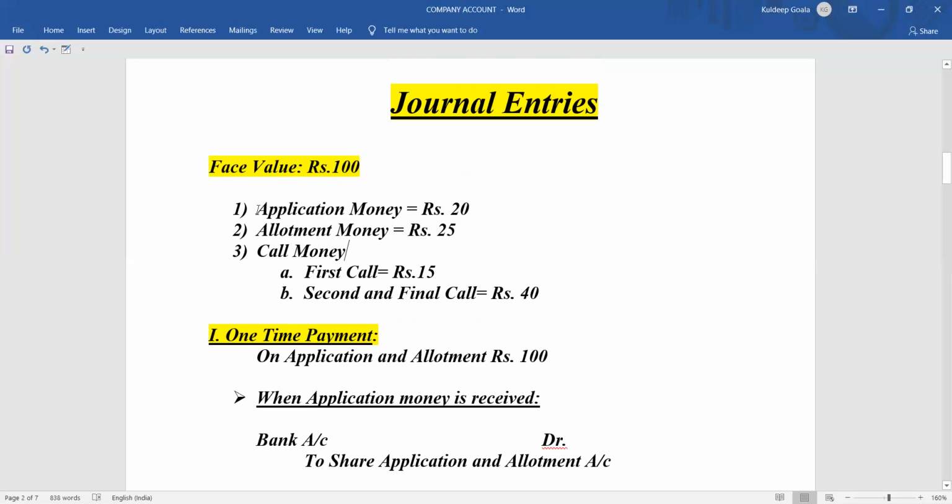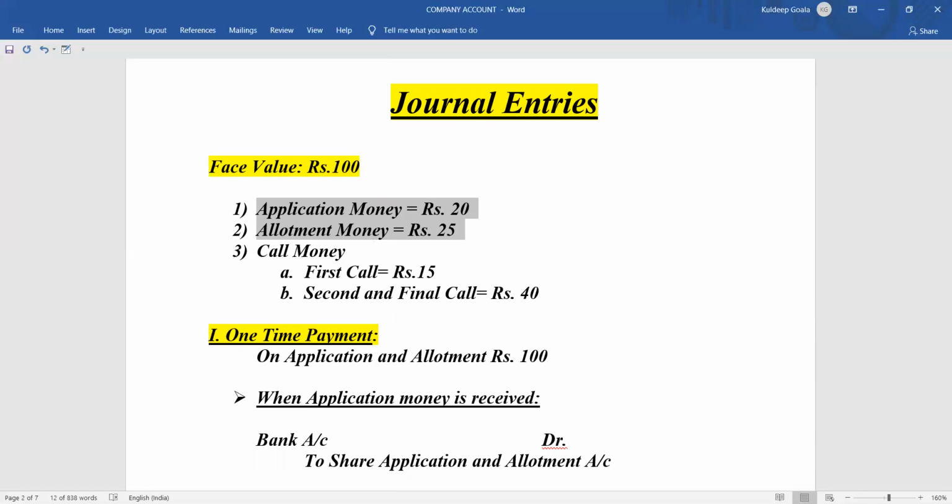But remember, the most important thing here is that application and allotment money is very important and compulsory. Once you have to apply and again you have to allot, so these two are very much related. Along with that, if the company doesn't ask for the whole of the money at the time of application and allotment, it may ask you after that. It might come as first call, second call, and so on.